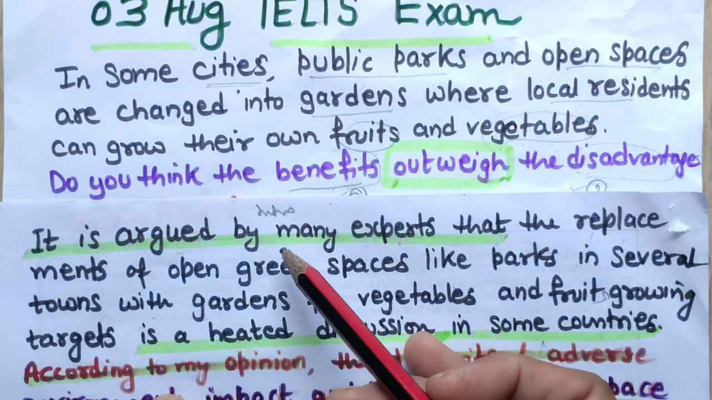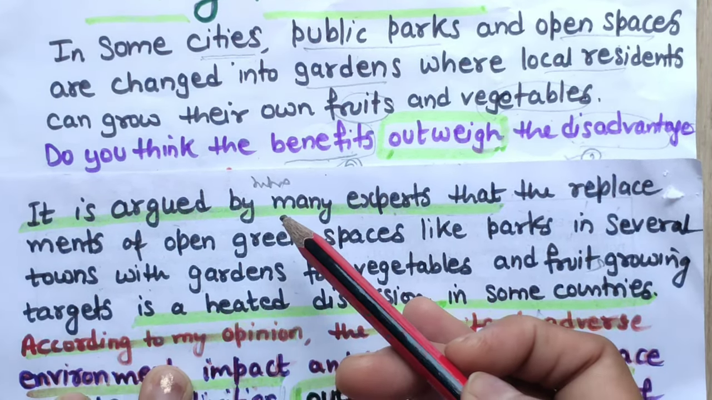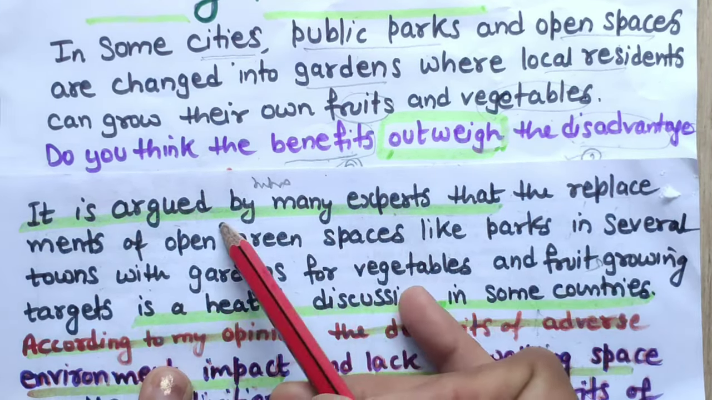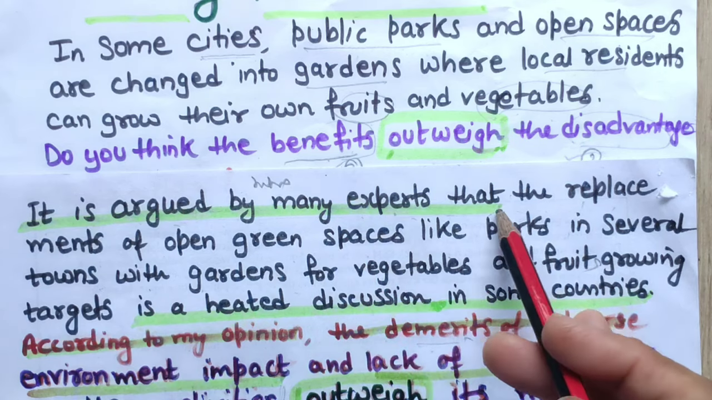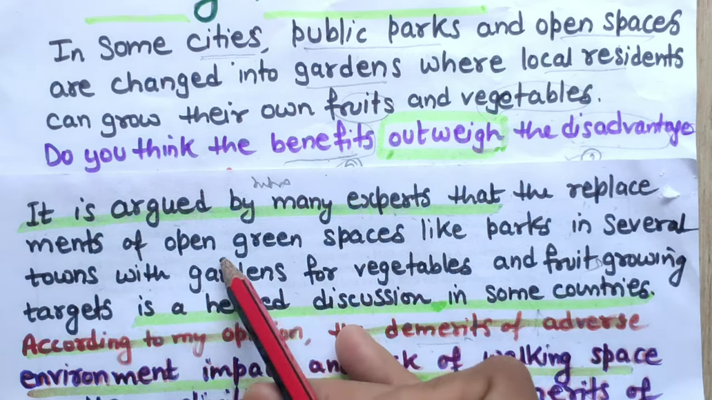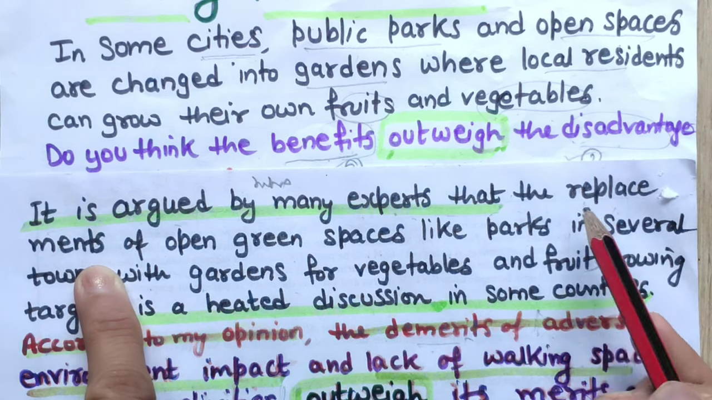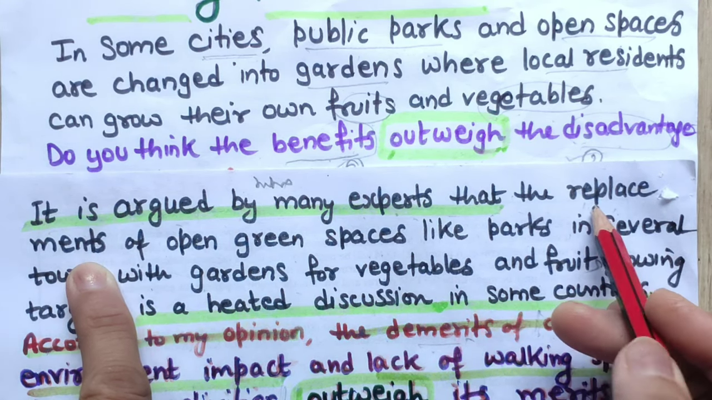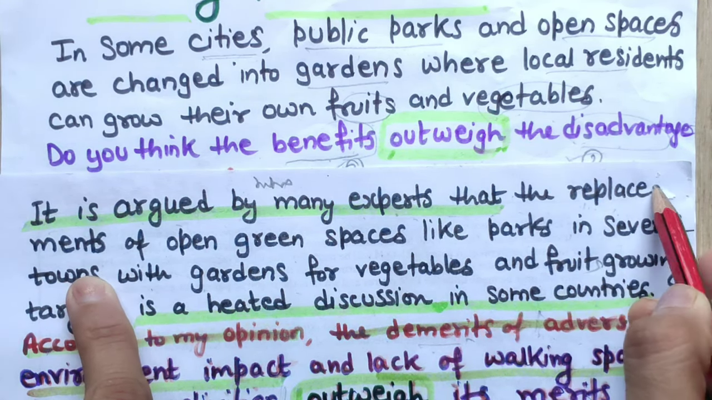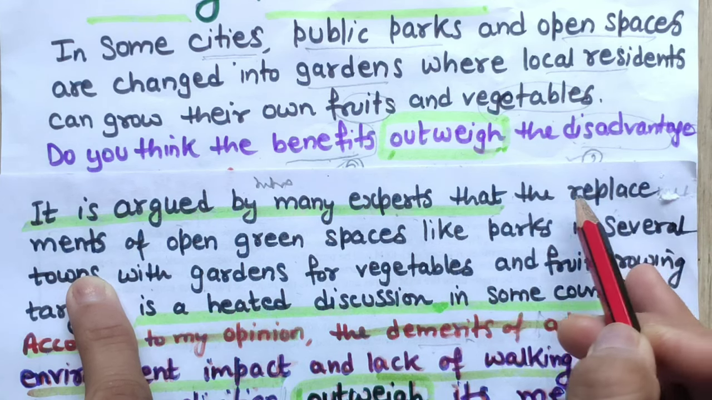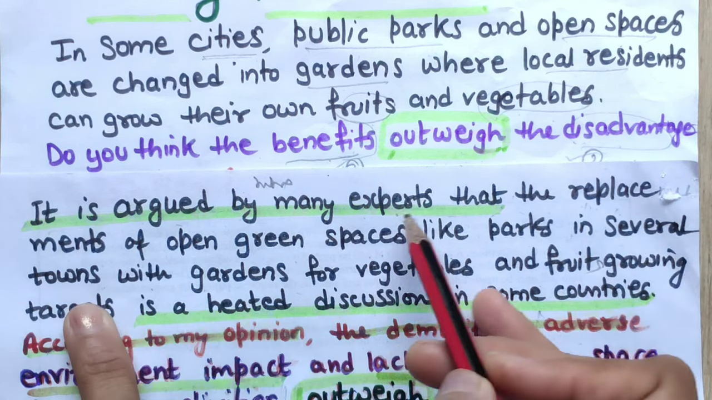But I have started with paraphrasing of the question statement. How I have done it: it is argued by many experts that the replacements of open green spaces. So in the actual exam, don't do it like that. Don't fragment the words. Okay. So either you just write the full word "ment" over here, or you write the full word here only.